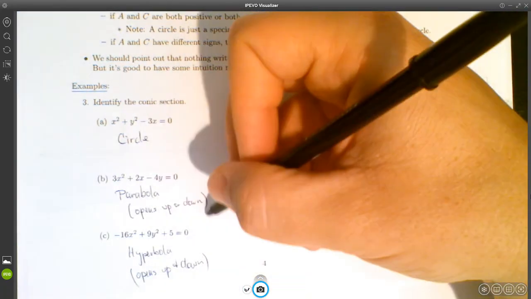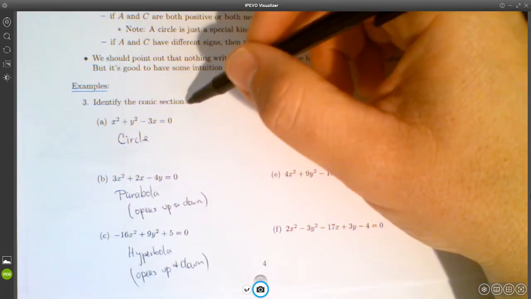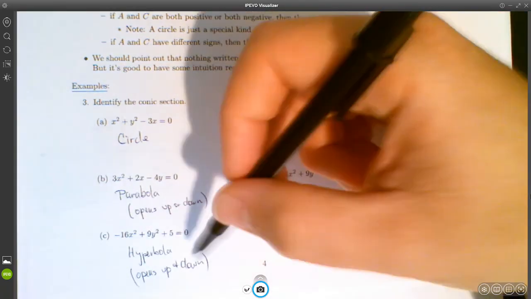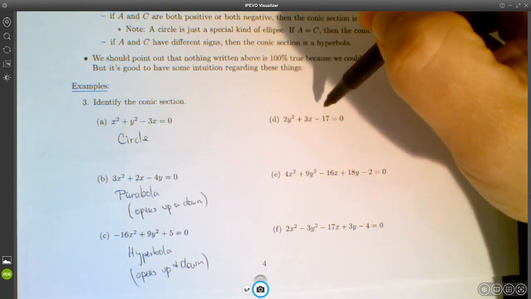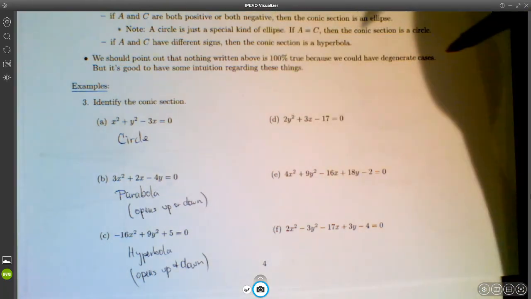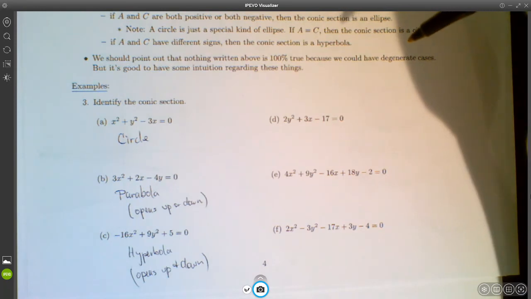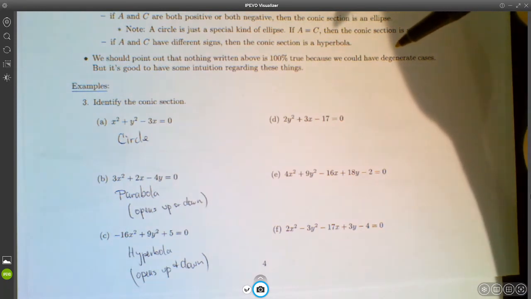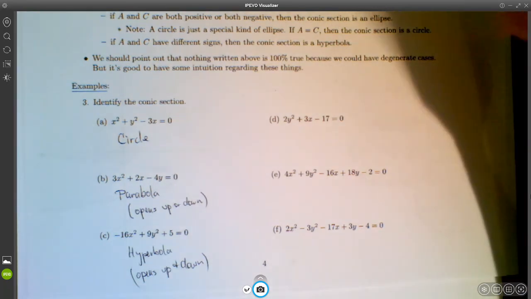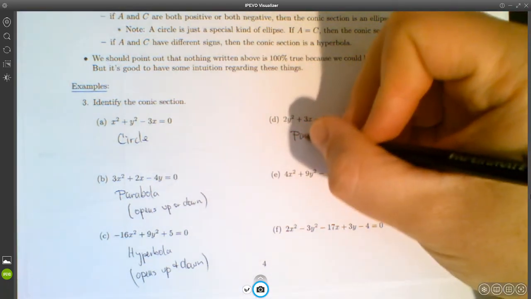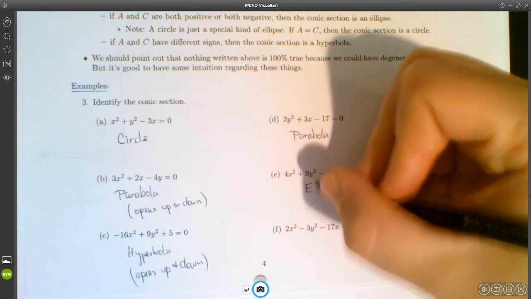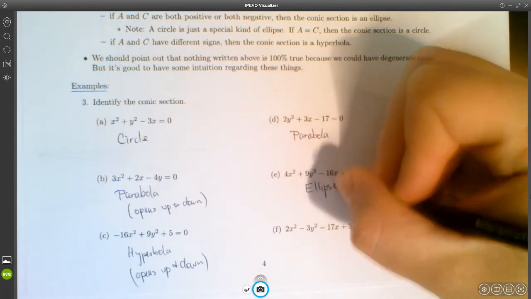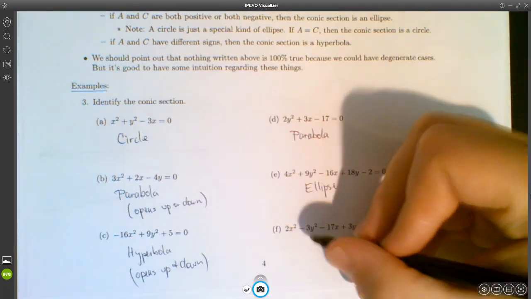Anyway, determining which way the thing's open isn't really necessary. We were only asked to identify the conic, and this is definitely a hyperbola. So go ahead and pause the video, see if you can do the next 3 on your own. Here are my solutions. This one's got to be a parabola. This one's got to be an ellipse. And this one's got to be a hyperbola.